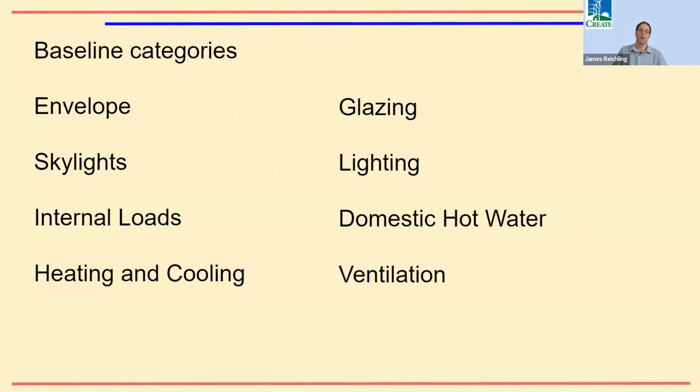Okay, the specific baseline parameters that are available fall in different categories: building envelope, skylights, internal loads, heating and cooling, glazing, lighting, domestic hot water, and ventilation. This would be an example of vocabulary that would be really good for students to have a little bit of front loading on before they work on this second lesson, to understand better the way that these work. So for students to understand that glazing is referring to window glass, for example, is really important.